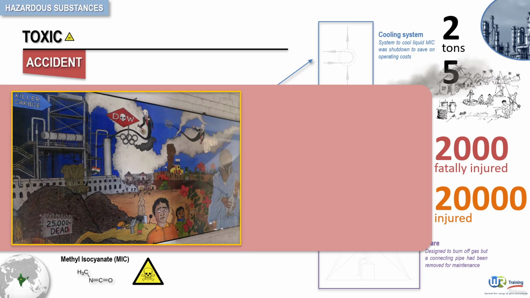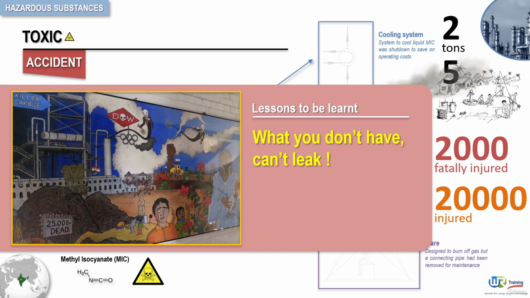Now, there are many lessons to be learned from Bhopal, but the most important is that the material which leaked, so methyl isocyanate, MIC, need not have been there at all. It was an intermediate, not a product or raw material, and while it was convenient to store it, it was not essential to do so. Originally, MIC was important and had to be stored, but later it was manufactured on site. The main lesson of Bhopal is what you don't have can't leak.